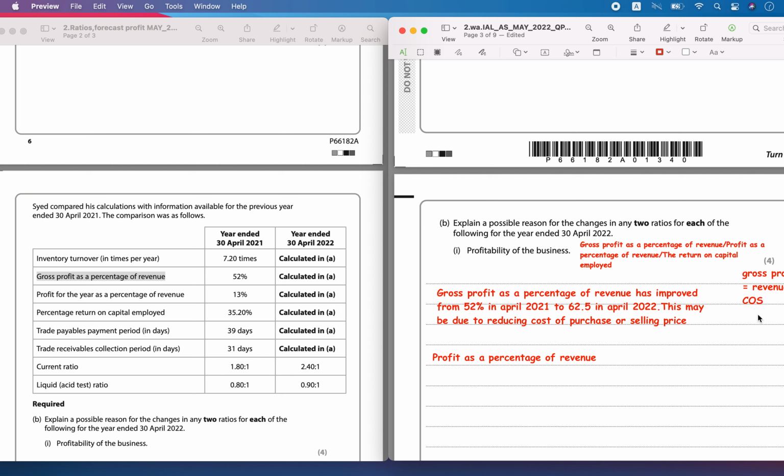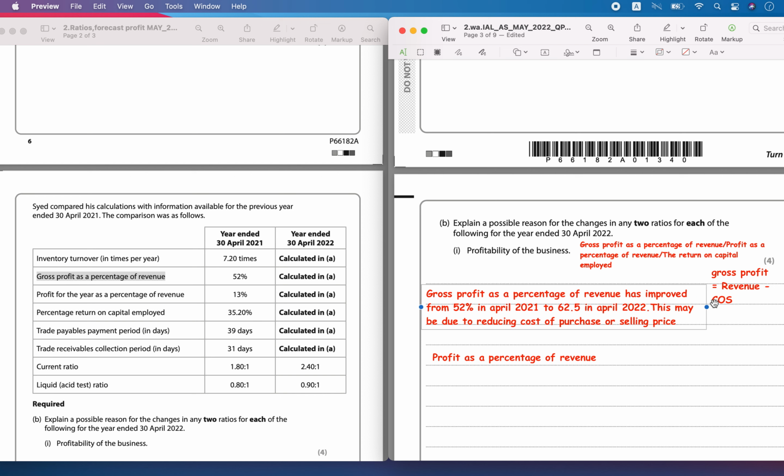We have to remember that revenue includes the selling price, and the cost of sales will include the cost of purchase. You can say that in revenue, either more volume was sold or there was an increase in selling price. Or you have to look at the cost of purchase, which has opening inventory plus purchases, so reducing the cost of sales, reducing the cost of purchase, or increasing the selling price. So one of these reasons you can give.